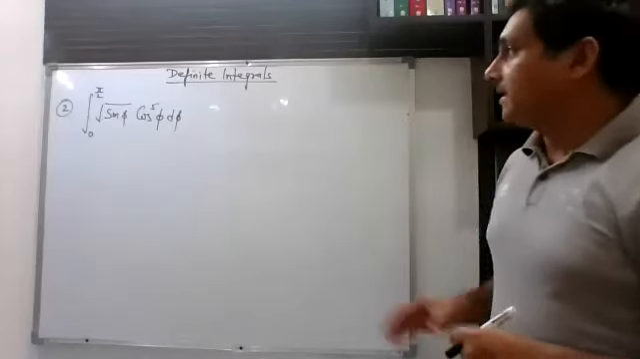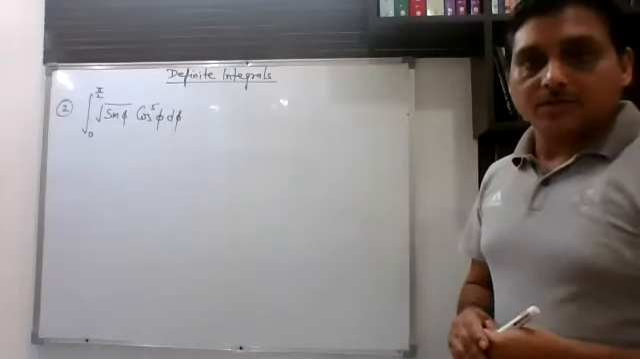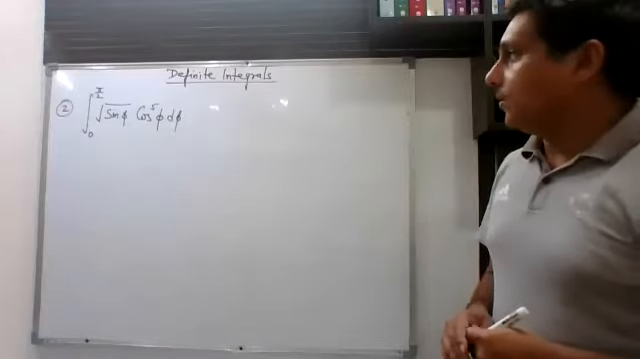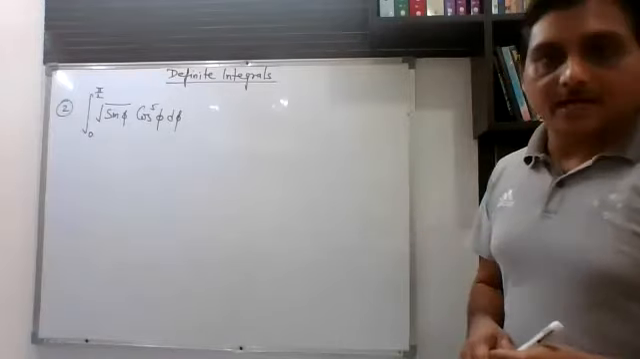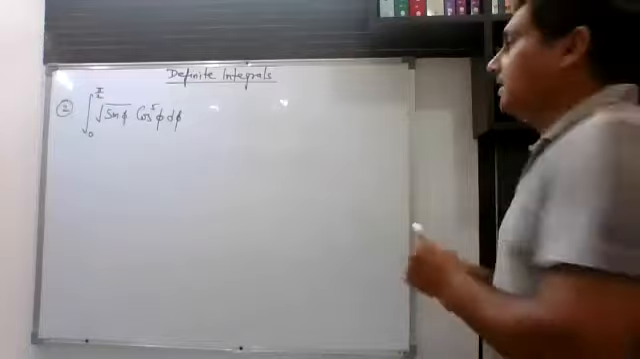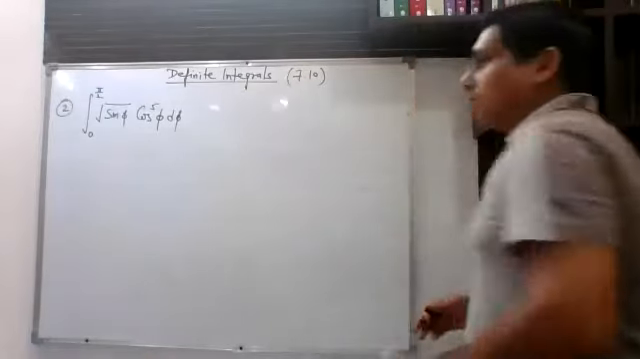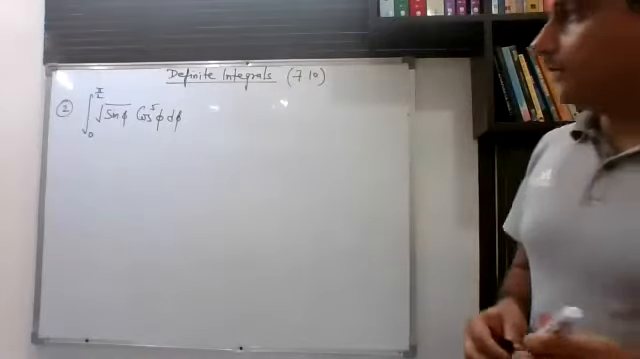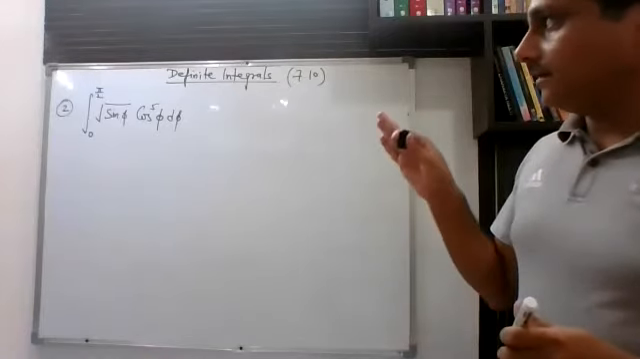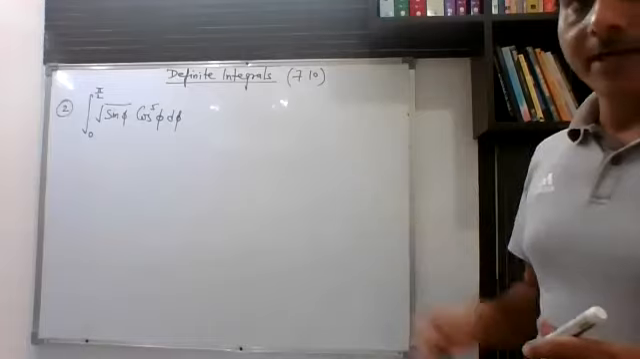Okay, so in the previous class, we had done many questions based on definite integrals. Now, let us continue with that exercise only. This is the second question from exercise 7.10. Here it is: the integral from 0 to 90 of the square root of sine phi times cos to the power 5 phi d phi. Now, how to integrate this one?